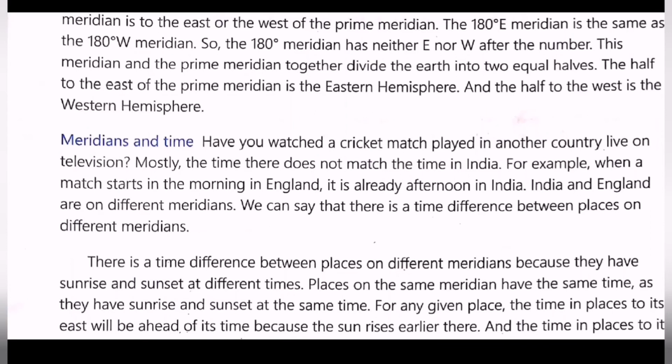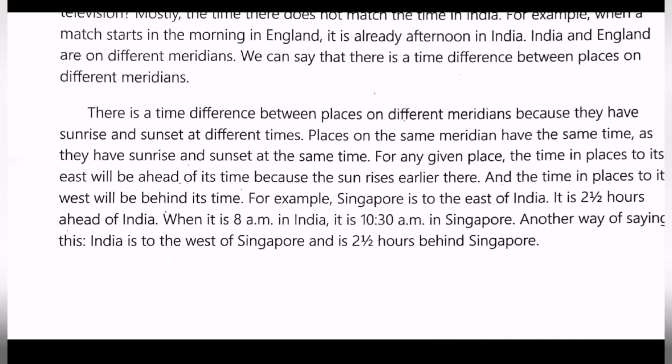India and England are on different meridians. It is because both India and England are not on the same meridian. We can say that there is a time difference between places on different meridians. So on different meridians we have different times. There is a time difference between places on different meridians because they have sunrise and sunset at different times.